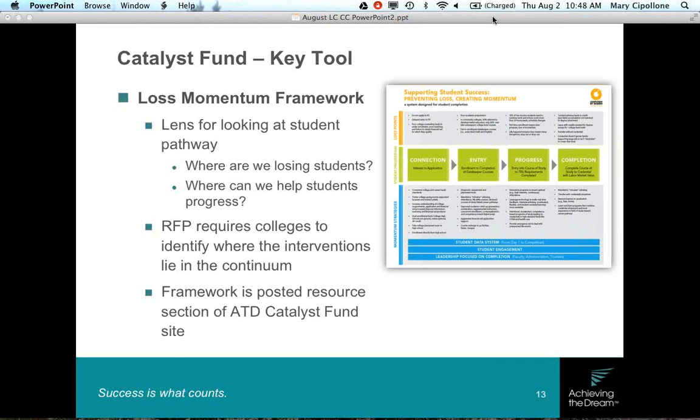In the RFP, we asked colleges to identify which points on the loss momentum continuum the interventions that they're proposing to scale address. We also ask how these interventions will hinder losses and encourage momentum. The framework is posted under the resource section of the ATD Catalyst Fund site. Next slide.